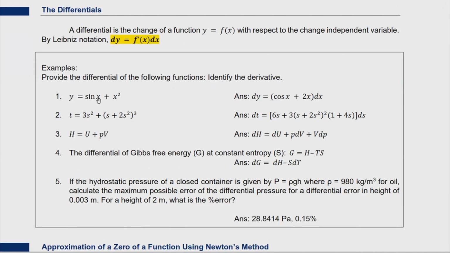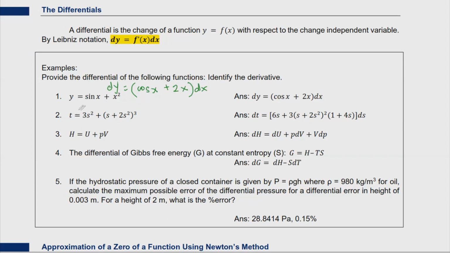Now let's try doing this one. y equals sine x plus x squared. We know that the derivative of sine x is cosine of x, and then we have 2x for the derivative of x squared. So in this case, you just have to add dx, and you have to add dy here, which is equivalent to the derivative of y. So that's it for our answer. You can see from here that it's a very simple one.